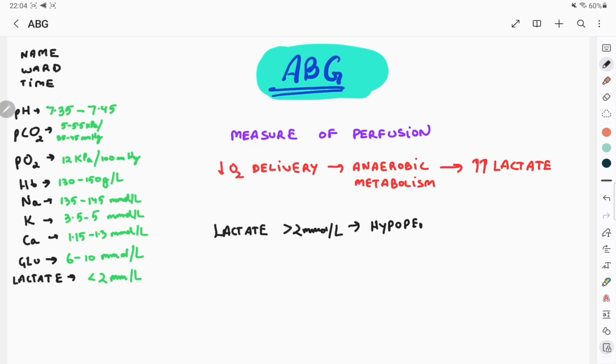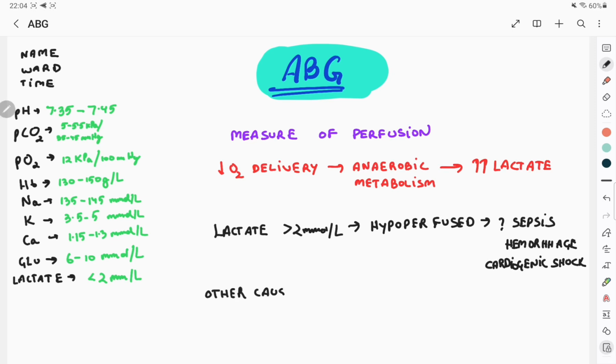It suggests that your patient is hypoperfused and likely needs urgent fluid resuscitation, oxygen optimization, and a search for the underlying cause, whether that is sepsis, severe hemorrhage, or cardiogenic shock. Here is a vital tip. Don't just look at the first lactate number, look at the trend. If you give a fluid bolus and the lactate starts coming down, which we call lactate clearance, it tells you your resuscitation is working and tissue perfusion is improving.